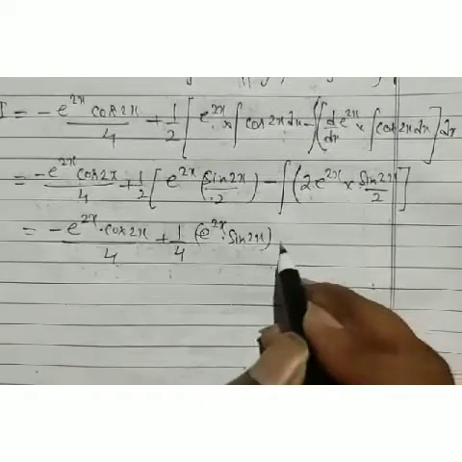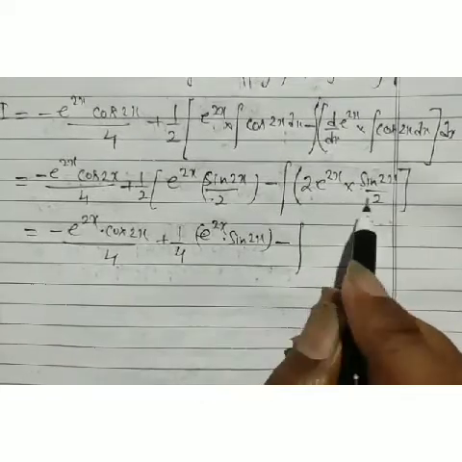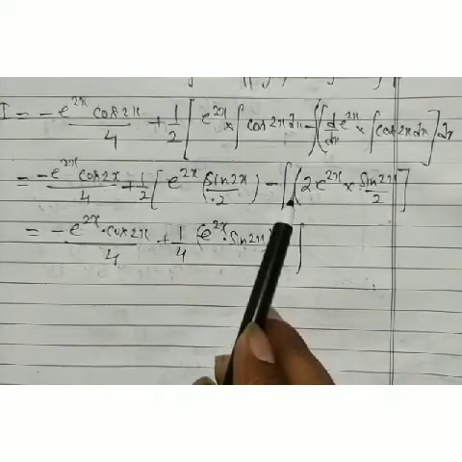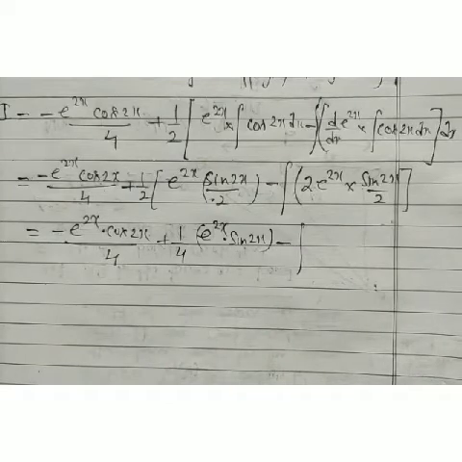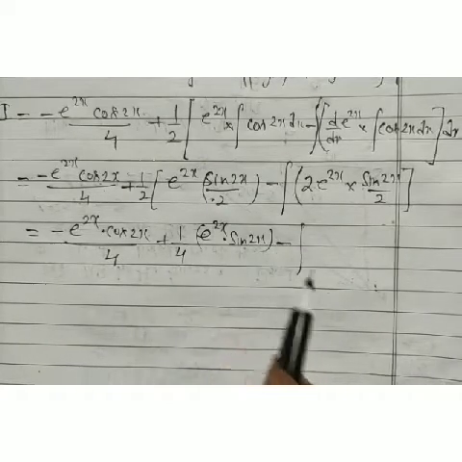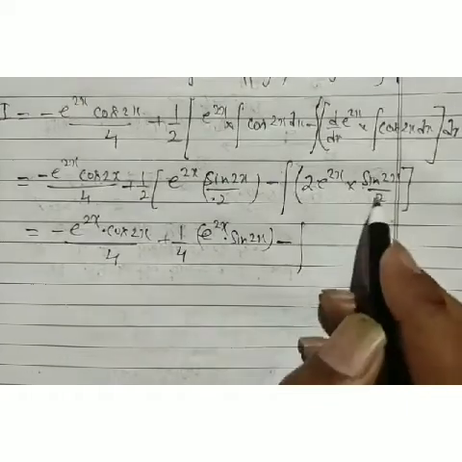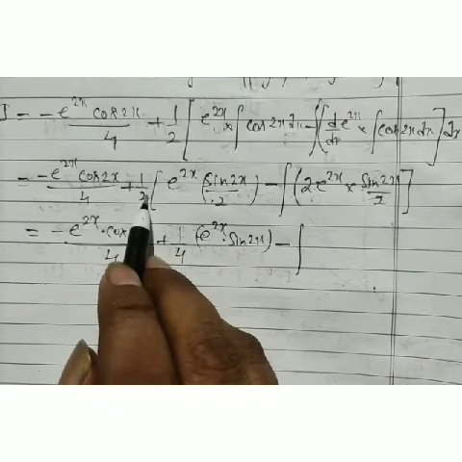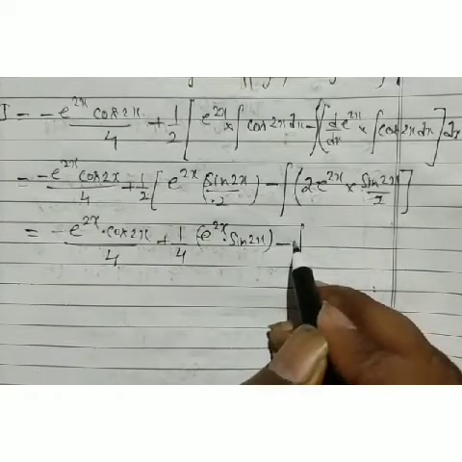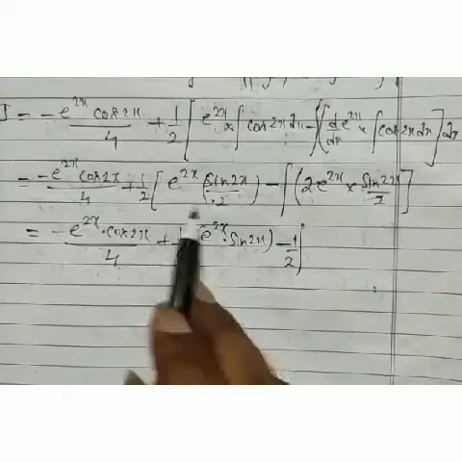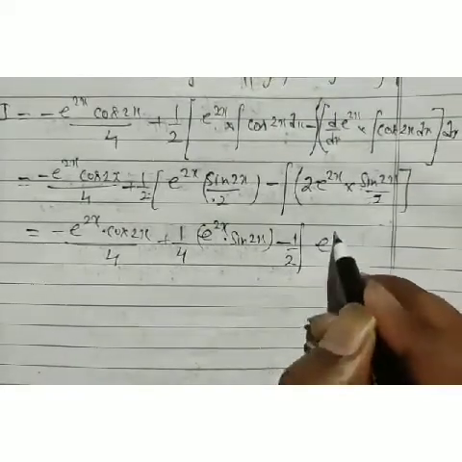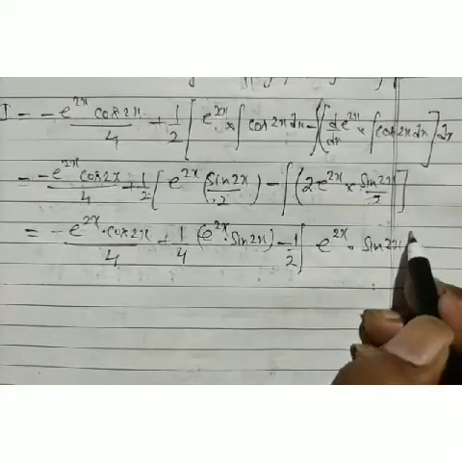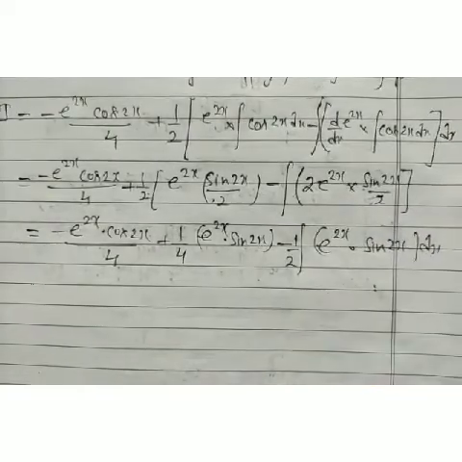Then look, now again what we have here, we have this 1 by 2. We are going to consider this 1 by 2 here. Now we have to take these values there. This 2 and 2 cancel each other, then we have 1 by 2 here. Then we have 1 by 2, and this 2 and 2 cancel out. Then we have e to power 2x into sin 2x dx.